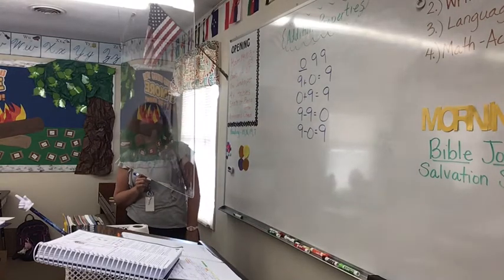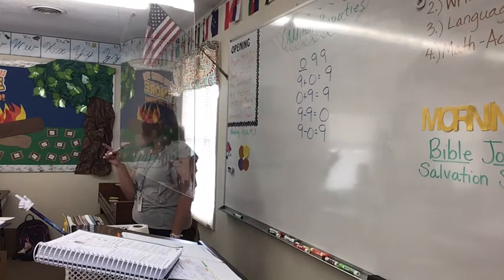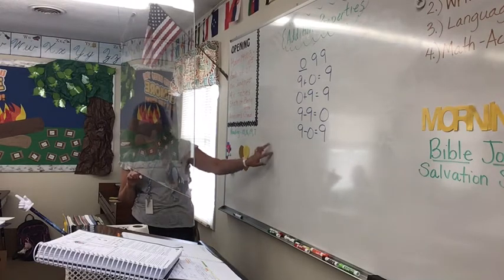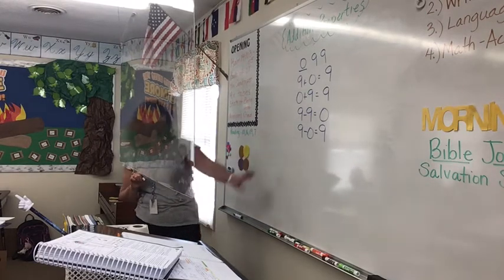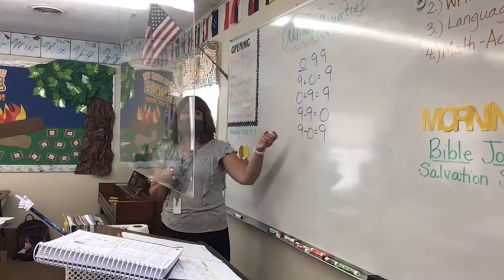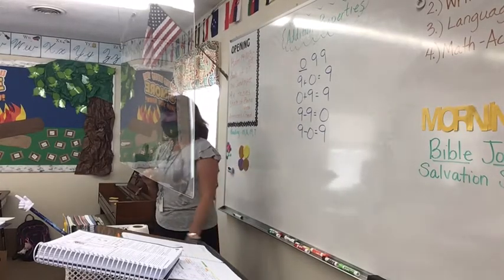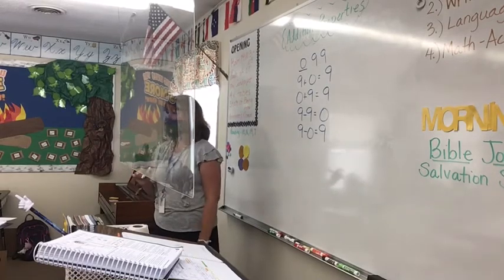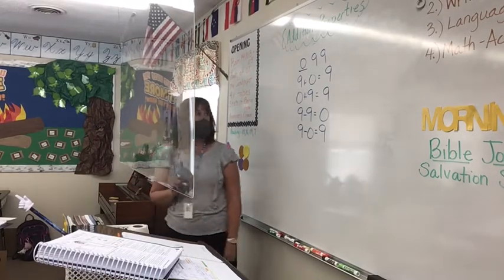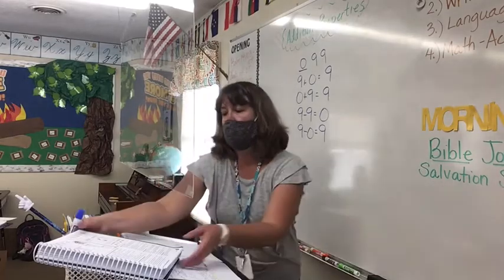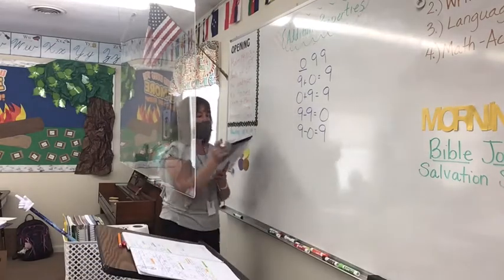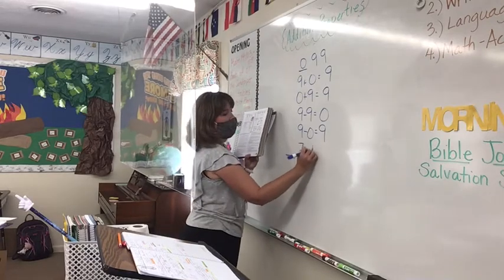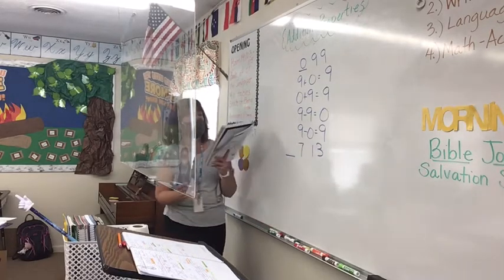Okay, now the commutative property does not work with subtraction though. Because you can't say 0 minus 9 equals 9. You can't switch your numbers in a subtraction problem. Only addition and multiplication, yes. Okay, so let's do the next one. We've got, what number? 7 and 13. Jacob, 6.